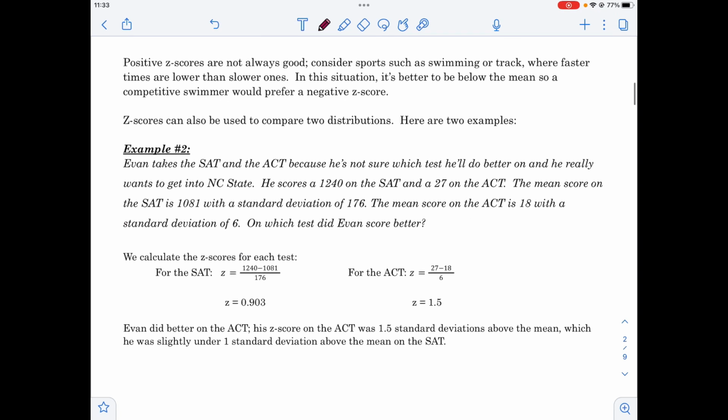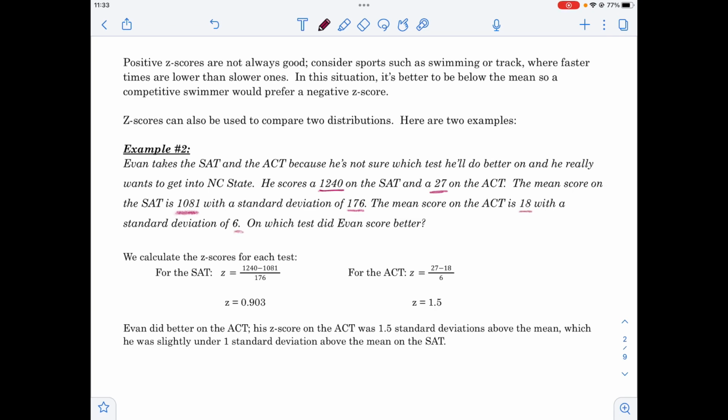Evan's trying to get into NC State, and he took the SAT and the ACT, and NC State says you can give us the SAT or ACT, whatever you want. He wants to send the better one, obviously, to make himself look better. On his SAT, he scored a 1240. Pretty good. But the ACT is scored completely differently, and he had a 27 on that. You can look at that and think 1240 is better, but not necessarily. You have to look at how the test is scored. The mean on the SAT is 1081 with a standard deviation of 176, and the mean on the ACT is 18 with a standard deviation of 6.